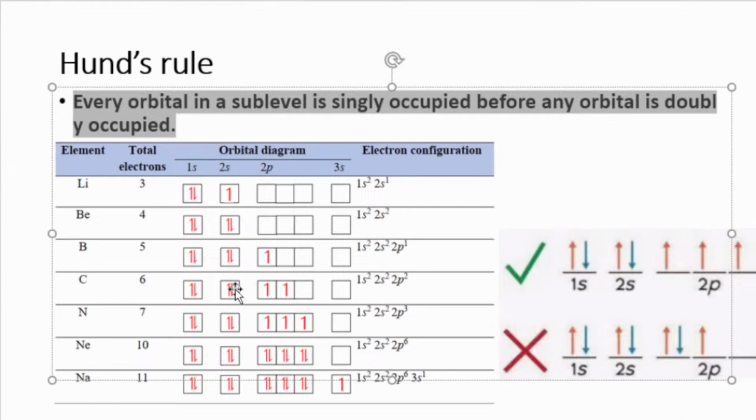The P subshell can occupy 6 electrons. But only 2 are remaining for the P subshell.